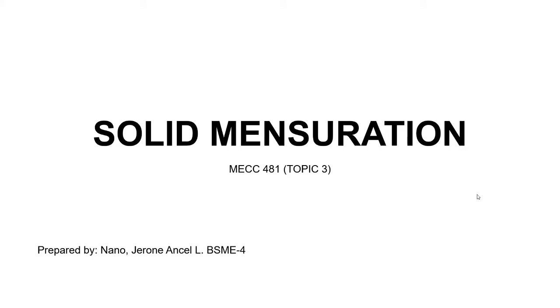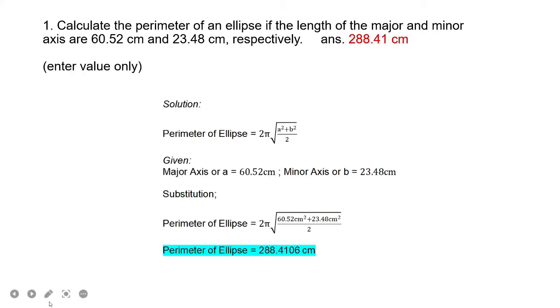So the first problem is to calculate the perimeter of an ellipse if the length of the major and minor axes are 60.52 centimeters and 23.48 centimeters respectively.